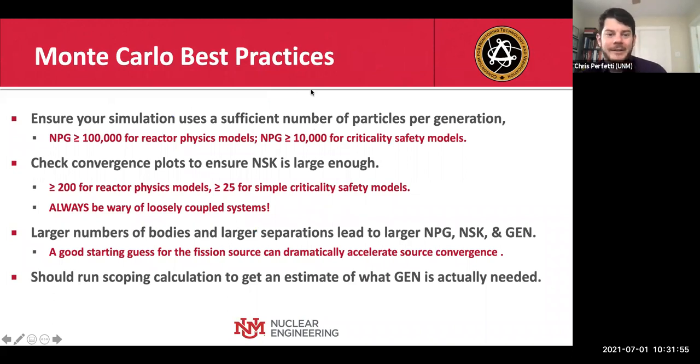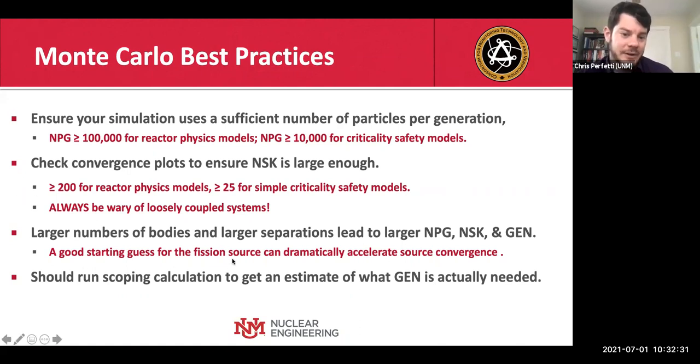All right. Here's a summary of best practices. I've pretty much already gone over all of these. I will say that it's good to do some scoping calculations if you're doing some extensive runs, like depletion simulations or some runs on a big supercomputer. Do some scoping runs to figure out what you need to do to converge your fission source before you launch that job off to the cluster for a couple of weeks. It's a little bit easier that way. You save yourself some worry in the long term.